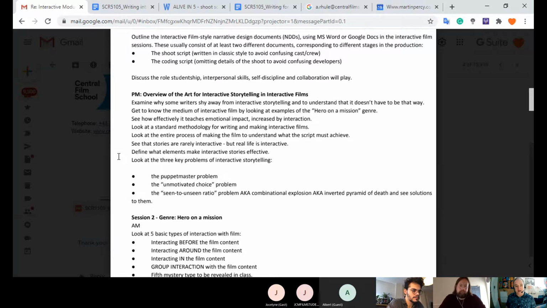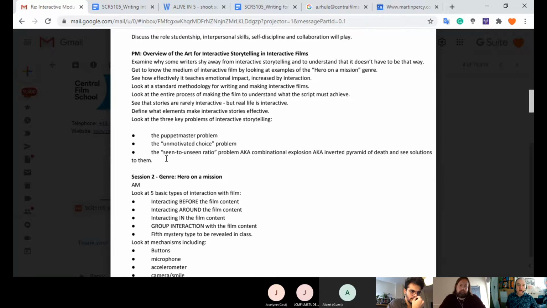So we will have a look at the elements that make interactive stories effective, and we'll look at three key problems. One of the reasons why there aren't more interactive films is that most writers don't know how to fix these problems. One is the puppet master problem. I'll explain what that is this afternoon. Another is the unmotivated choice problem. Another is the seen to unseen ratio problem, also known as the combinatorial explosion, also known as the inverted data pyramid of death. We'll look at those and we'll look at solutions.